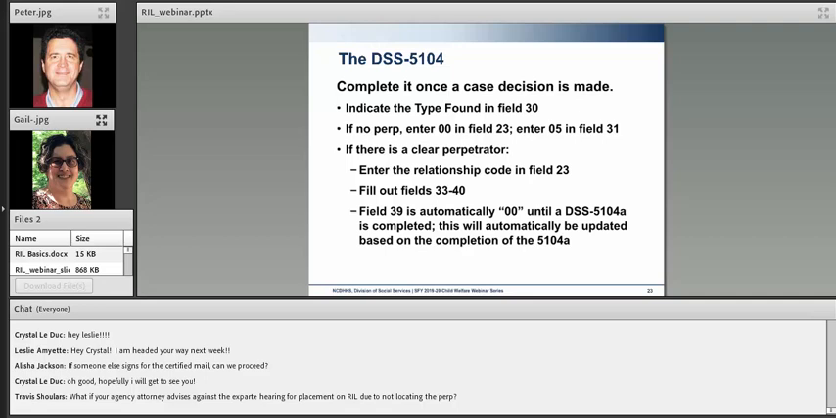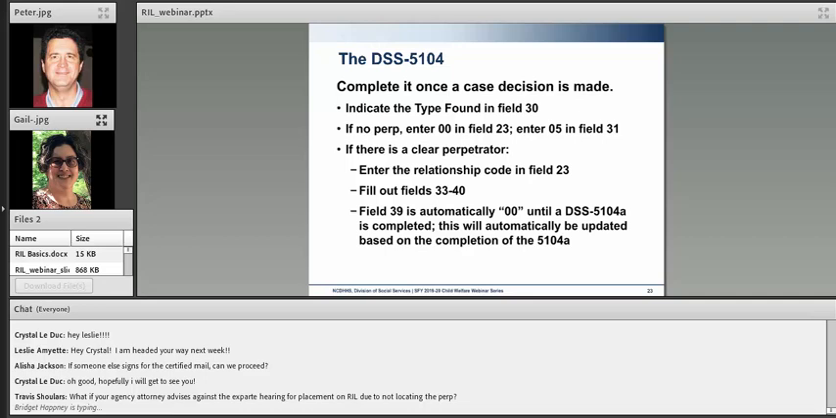Several of you asked about if there is no perpetrator. On 5104, you'd enter 00 in field 23, and in field 31, you enter 05, and I'll show you a picture of that. All these codes and what they mean are in the manual, in the place where I showed you the data entry pieces. So 00 indicates to the system there is not a perpetrator, and 05 indicates there is not a perpetrator, right? Now, if there is, in field 23, you have that relationship code.